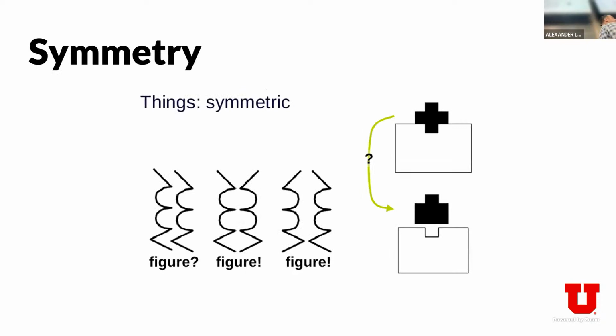Symmetry, we also perceive things to be symmetric, right? So in these 3 cases here, this one here we don't perceive as one figure, but those here we perceive as a figure. And similarly, if we have something like this here, this isn't a continuity principle, right? But we do assume that this element has symmetry. So we would always assume this to be a cross, but not a shape like this, just because of symmetry. And we are also good at spotting where symmetry breaks down, right?